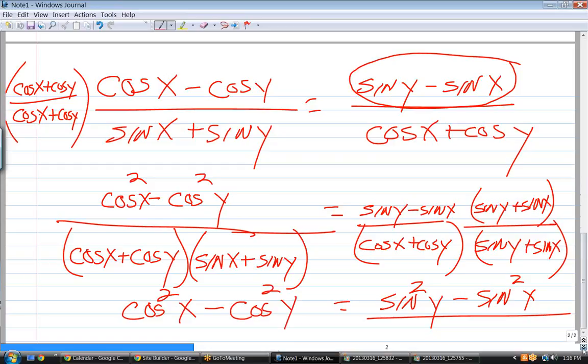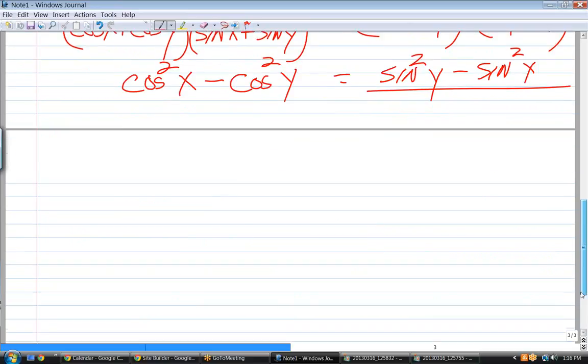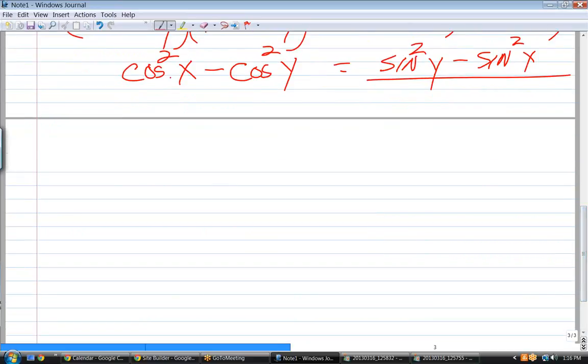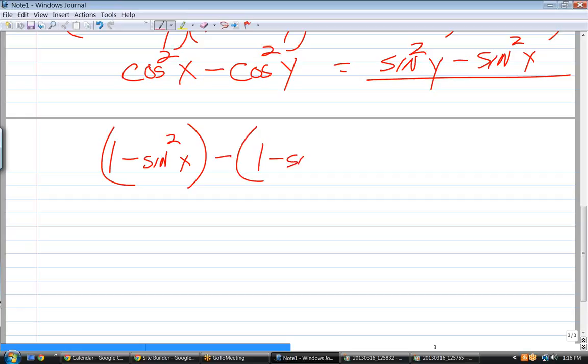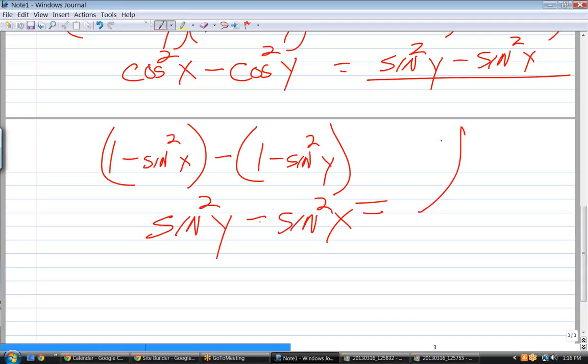And that's easy enough done. Using trig Pythagorean substitutions, cosine squared x is equal to 1 minus sine squared x, minus cosine squared of y is 1 minus sine squared of y. Take away the parentheses, the 1's cancel. I end up with minus sine squared x plus sine squared y, which becomes sine squared y minus sine squared x, which is the same as that.